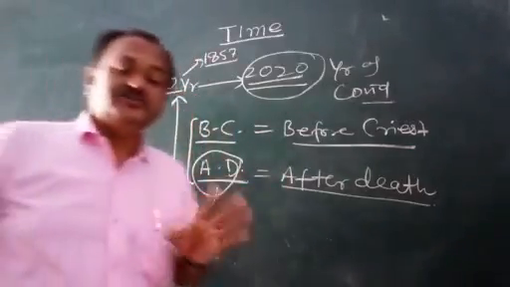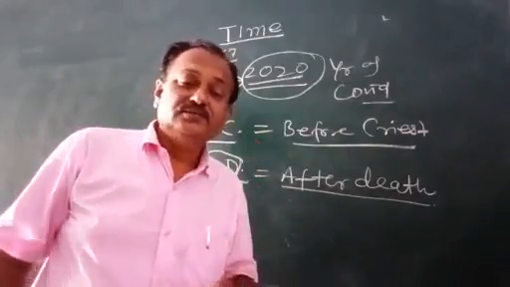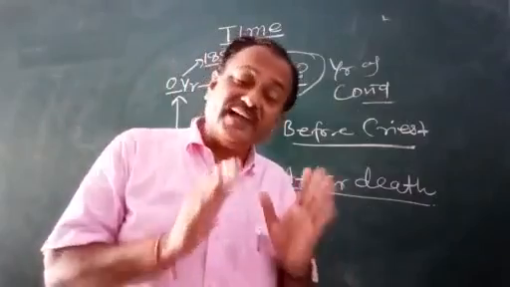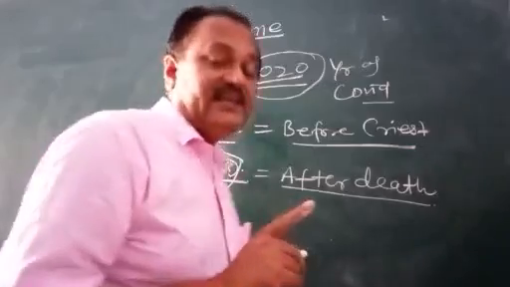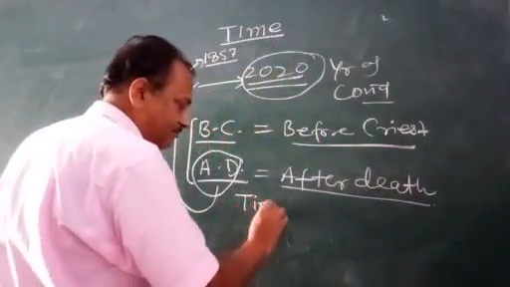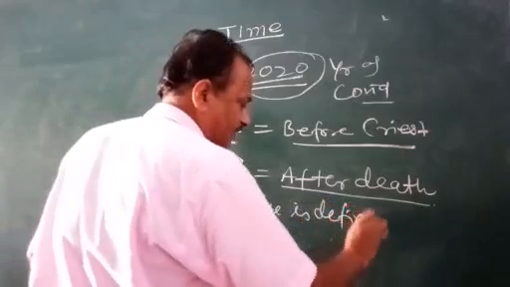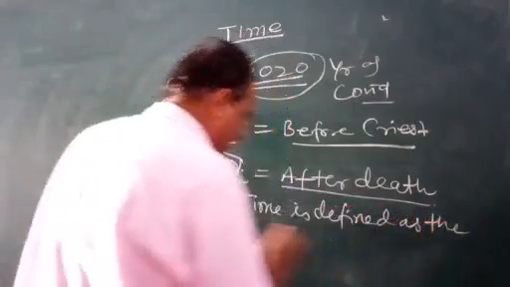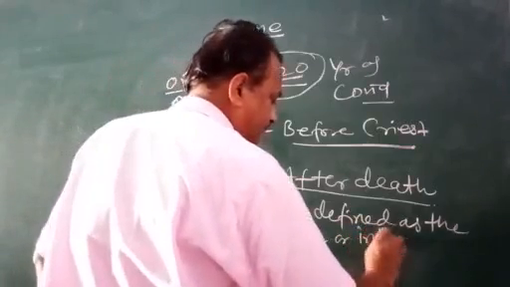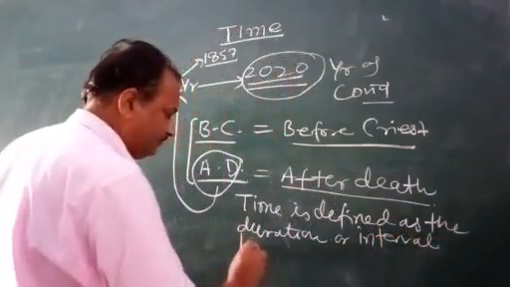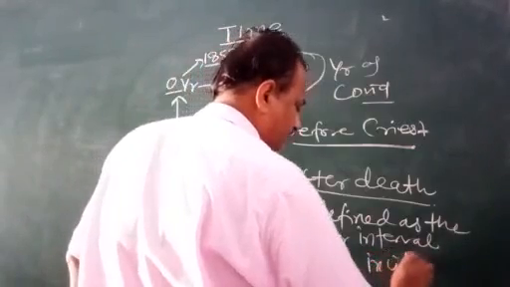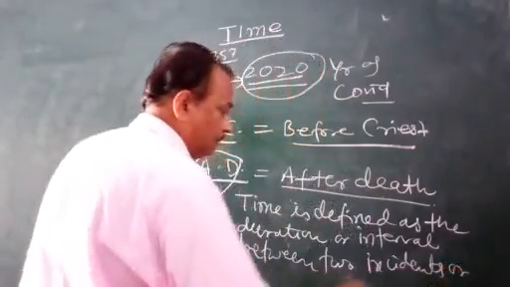Zero was taken as a starting point for this modern calendar. So what can we say about time? So what is time? Time is basically the duration or interval. How can we define time? Time is defined as the duration or interval between two incidents or points.